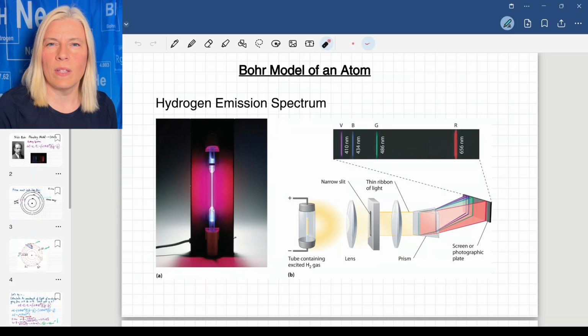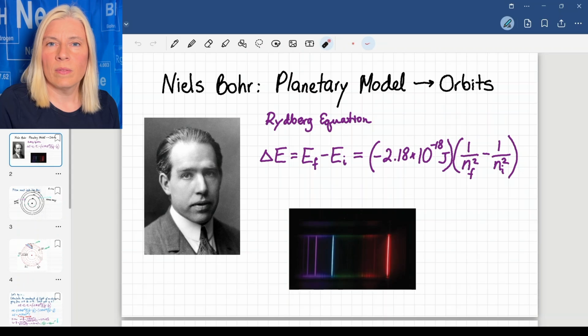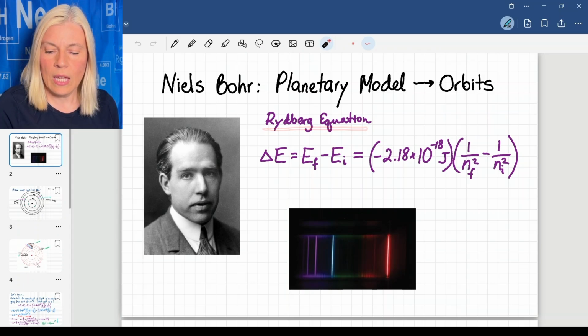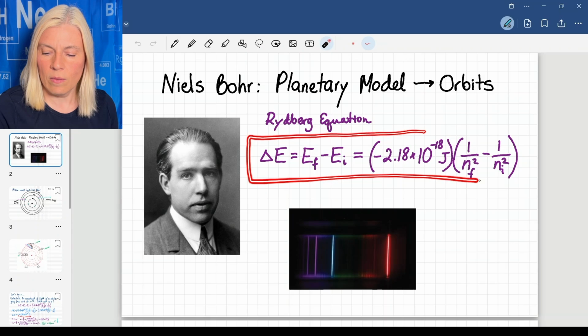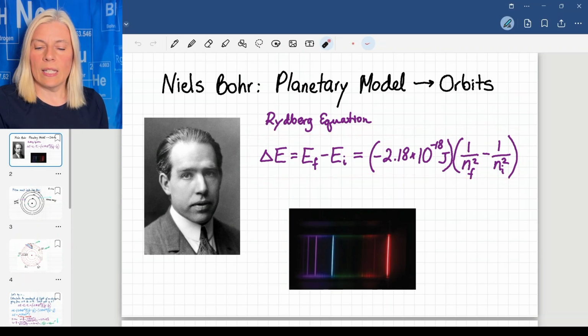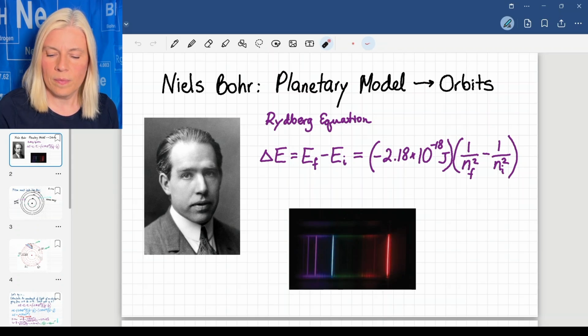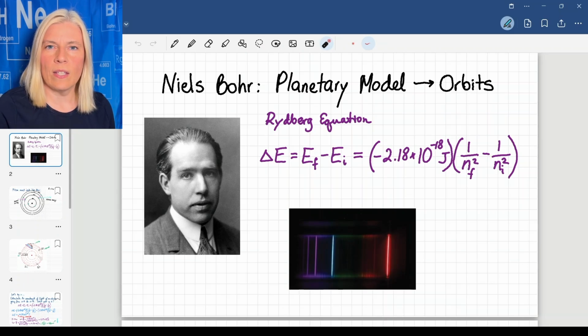Why does each element emit a unique emission spectrum? Well, Niels Bohr also wanted to know this. And here is the Rydberg equation. People could actually put a mathematical formula to explain the spacing between these lines and the wavelengths. But the question is why? How did it work? What did this signify? So you have a math equation, but what does that mean?